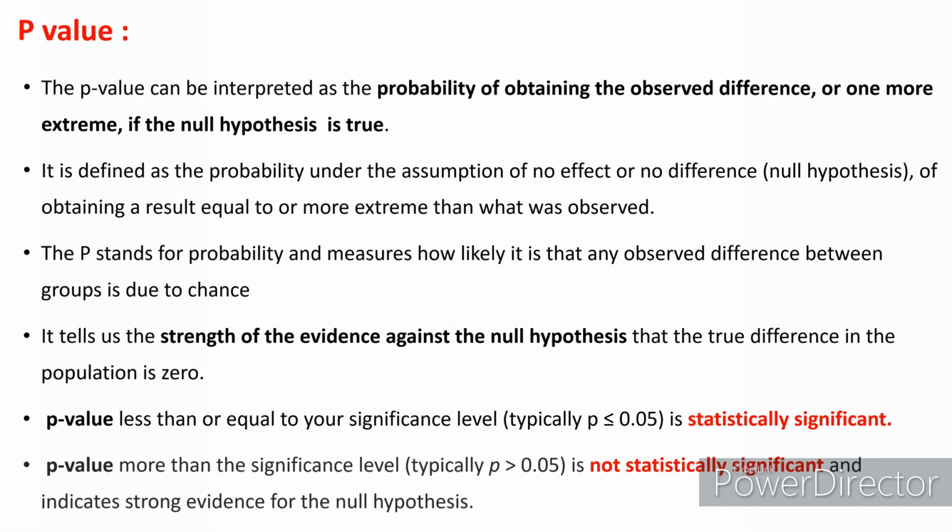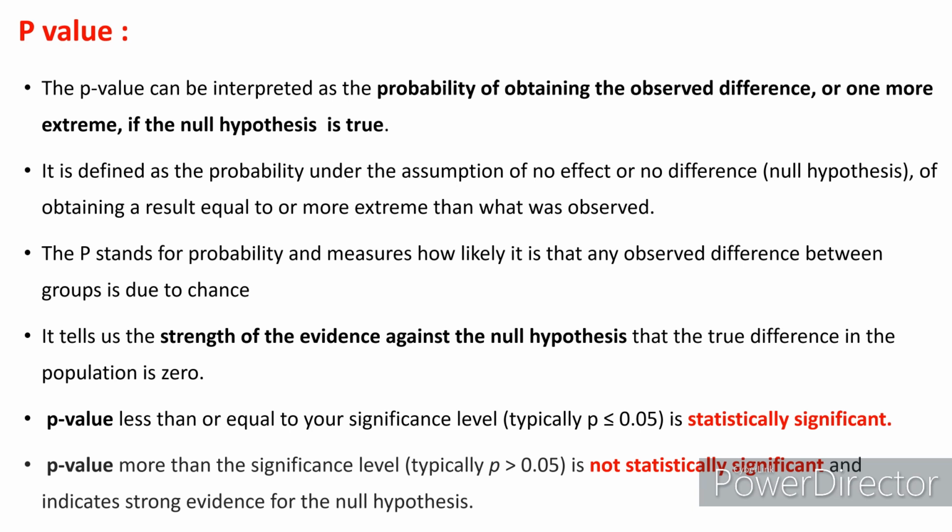So what is the p-value? A p-value can be interpreted as the probability of obtaining the observed difference or one more extreme if the null hypothesis is true. So in simple words, it is defined as the probability, under the assumption of no effect or no difference, that is the null hypothesis, of obtaining a result equal to or more extreme than what was observed. The P stands for probability and measures how likely it is that any observed difference between groups is due to chance. It tells us the strength of the evidence against the null hypothesis, which is, we usually say there is no difference by using the null hypothesis, right?